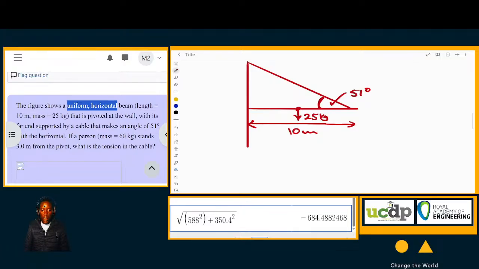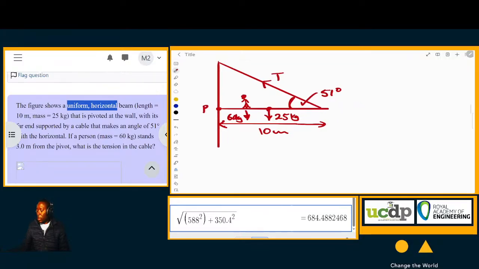We can see according to that diagram, it is supported from the far end, and then a person of mass 60 kg stands 3 meters from the pivot. So which one is our pivot in this case? What is the tension in the cable? It is pivoted at the wall, so we can call that our pivot. Then 3 meters is some guy there, and the mass of that guy is 60 kgs. So now we want the tension that supports all these forces.